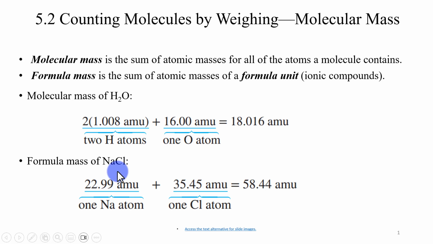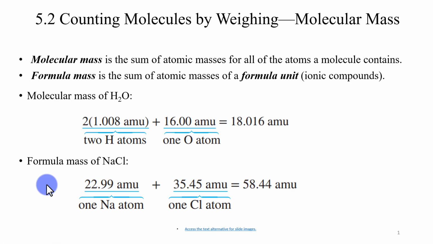Let's look at a formula mass for an ionic compound, which is sodium chloride. If I look under sodium, one sodium atom weighs 22.99 AMUs. One chlorine atom weighs 35.45 AMUs. So if I add these together, I would get 58.44 AMU, and that is the mass of one NaCl molecule. I mean, this is an ionic compound, so that's the formula mass for that.